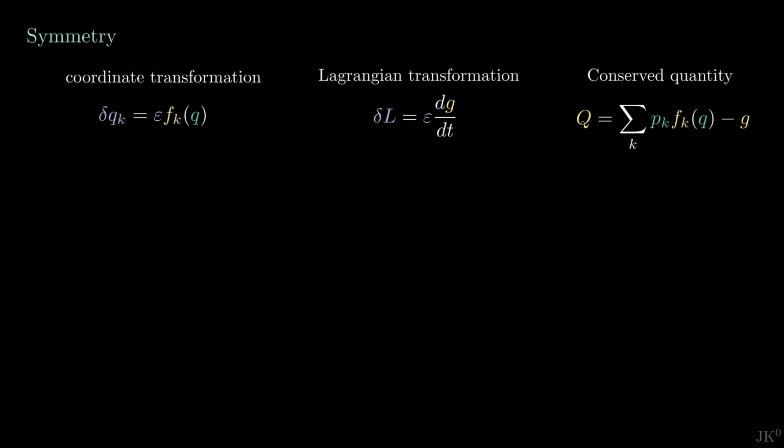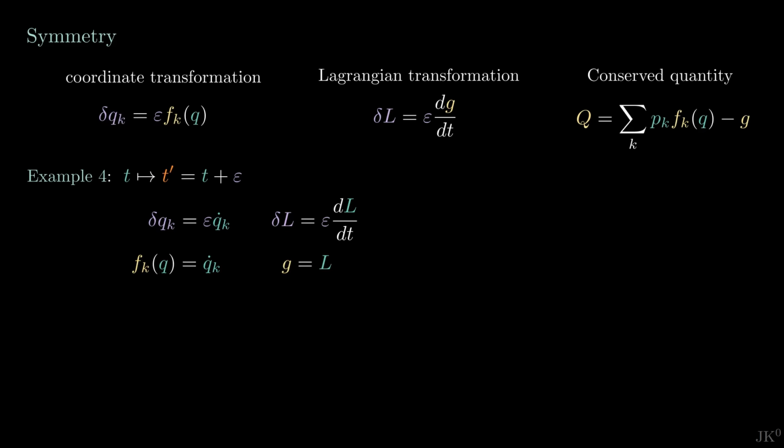In the fourth example, we found that under this infinitesimal time translation, the coordinates and the Lagrangian change in this way, but we could not determine the meaning of the conserved quantity. From here, the function f is q dot and g is the whole Lagrangian. Q becomes this combination. If you have studied analytical mechanics, you will immediately recognize this expression. If you haven't, no worries. It is called the Hamiltonian of the system, and it deserves its own video.